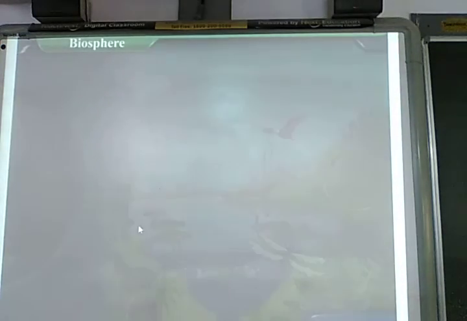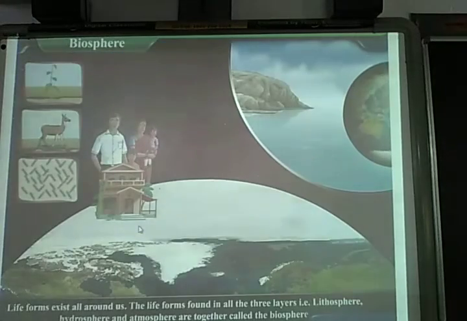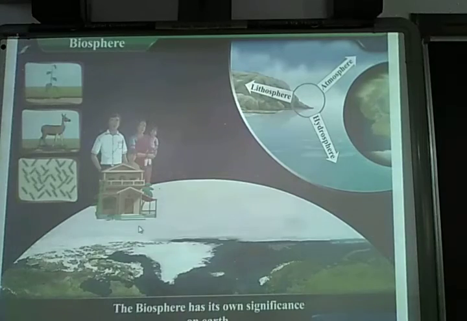Biosphere. In the solar system, Earth is the only planet having a biosphere. Life forms exist all around us. The life forms found in all the three layers, that is, lithosphere, hydrosphere, and atmosphere, are together called the biosphere. The biosphere has its own significance on Earth.